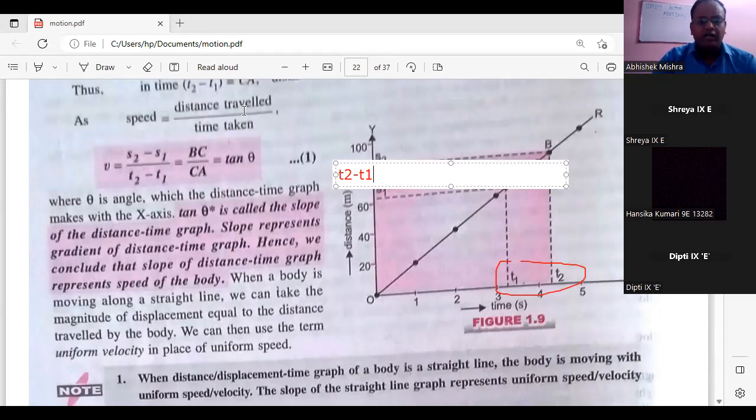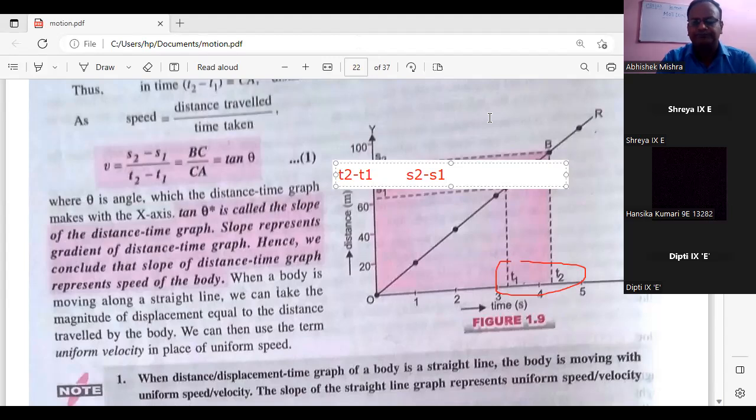Now, distance traveled. Distance traveled will definitely be S2 minus S1. Do you agree? T2 minus T1 is the time taken, and S2 minus S1 is the distance traveled.